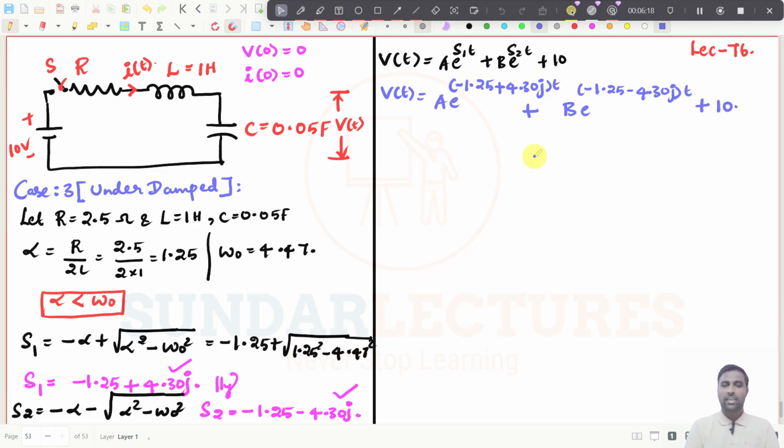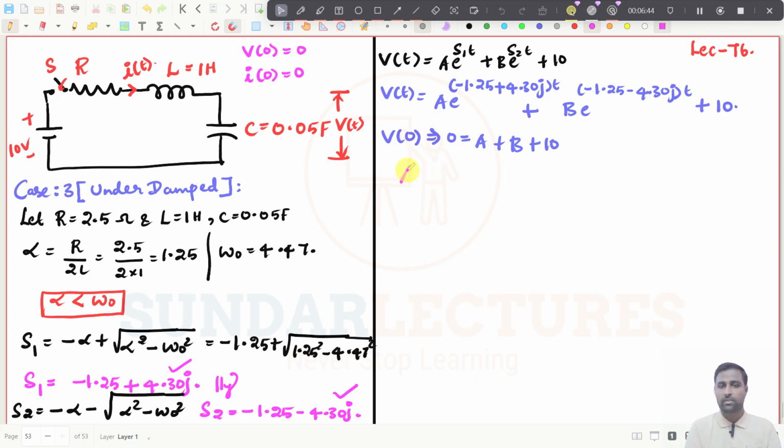Now this is the expression and we have assumed V of 0 is 0, I of 0 is 0. So if you simplify this, what will you get? If I am going for V of 0, the value will be 0, which is equal to, if t is equal to 0, then e power 0 value will be 1, so it will be a, and e power 0 will again be 1, so it will be plus b plus 10, and that's all.